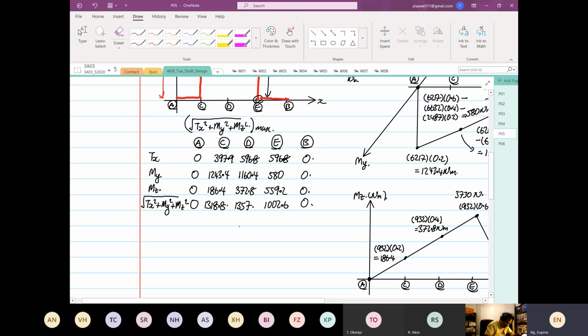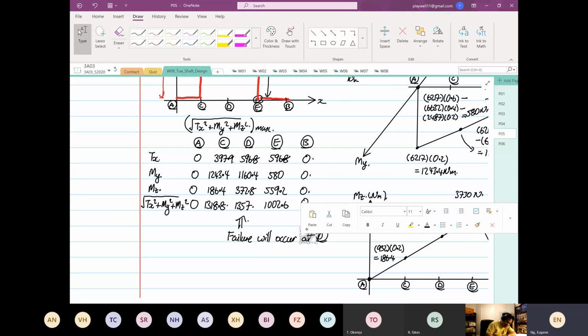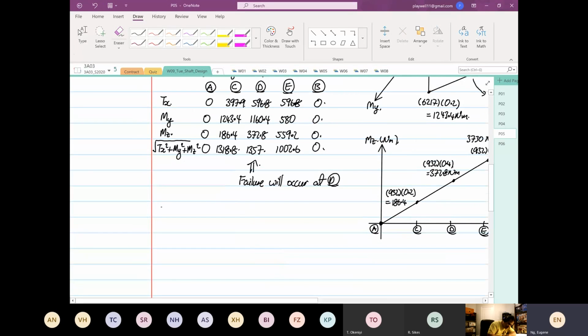So we know that failure will occur at D, because it has the largest Tx squared plus My squared plus Mz squared. So the formula that we're going to use now is J over C, the polar moment of area of the shaft over C, is equal to the square root of Tx squared plus My squared plus Mz squared, and then we have located the maximum, and then you want to divide by the allowable stress.